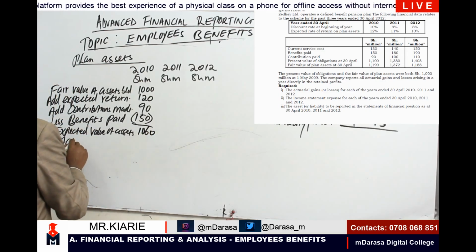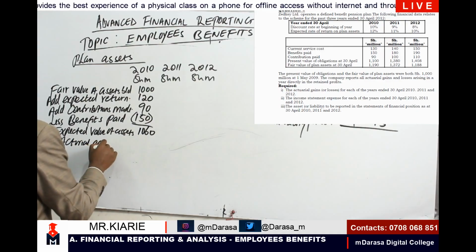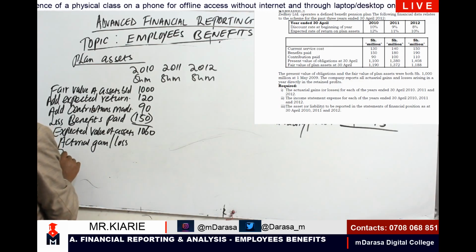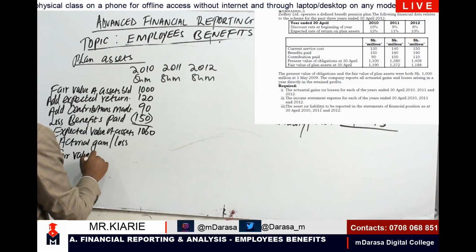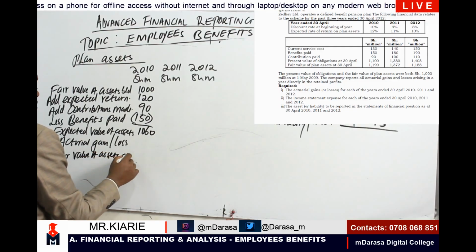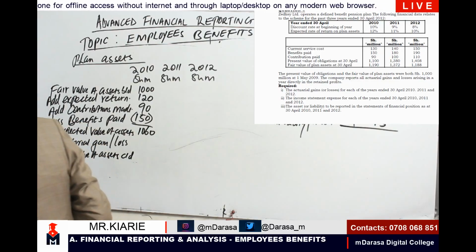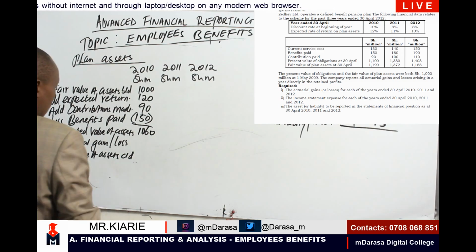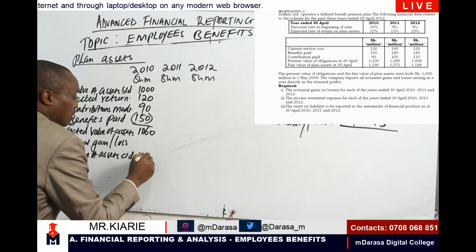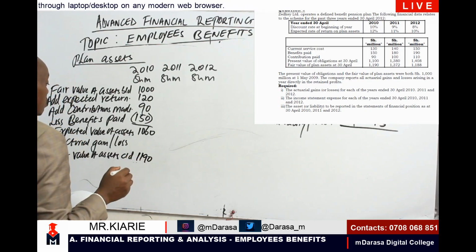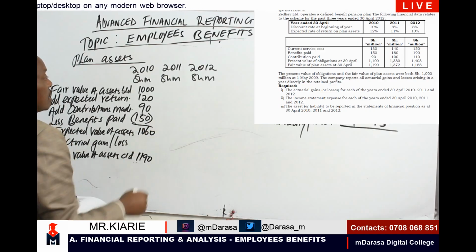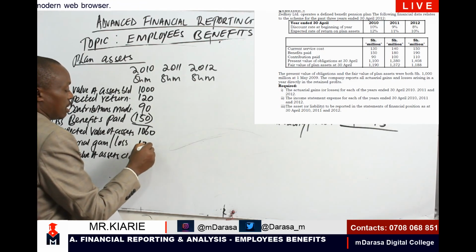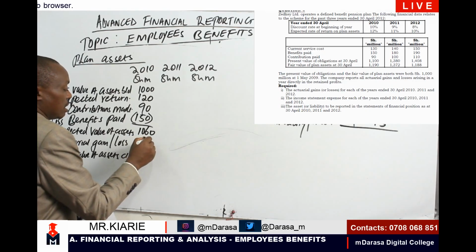Then we'll get the actuarial gain/loss, and then the fair value of assets carried down. We know that the fair value of the plan assets carried down in 2010 was 1190. And therefore, there was an actuarial gain of the difference between these two values, 1060 and 1190, which is 130, which is a gain.